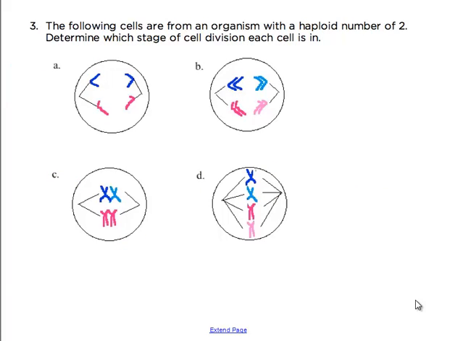In question 3, it says the following cells are from an organism with a haploid number of 2. Determine which stage of cell division each cell is in. Now what they want to get at here is you have to determine if meiosis or mitosis is going on, and once you do that, then you need to figure out what stage. But to set the stage, let's just make sure we understand something. The information they're giving us is the haploid number is 2. N equals 2.